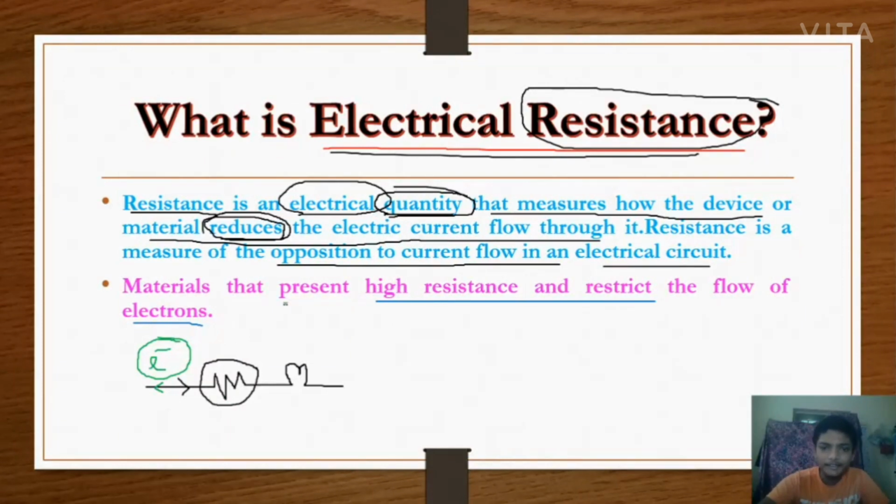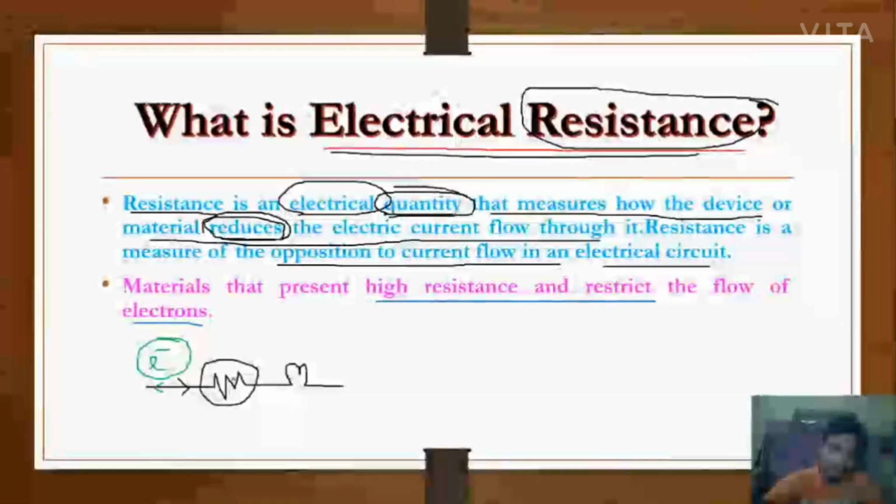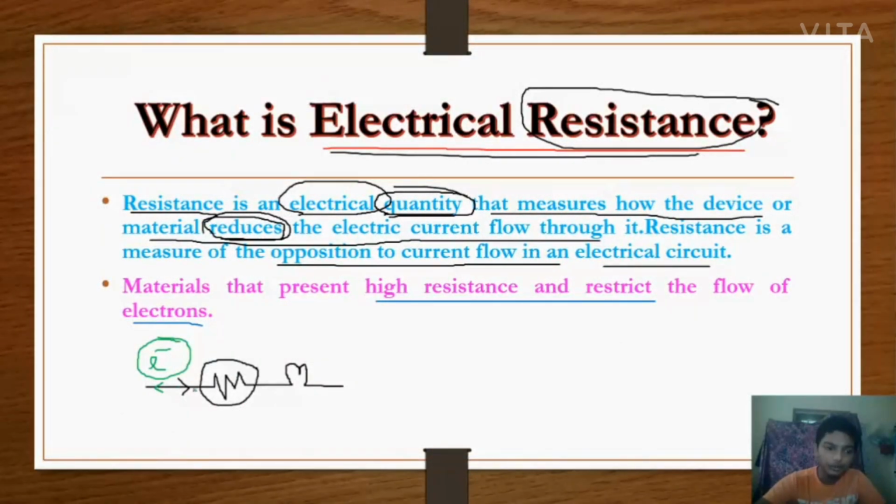So resistance will reduce the amount of current or stop the flow of current. To do that, resistance needs to stop the flow of electrons so that it can stop the flow of current.